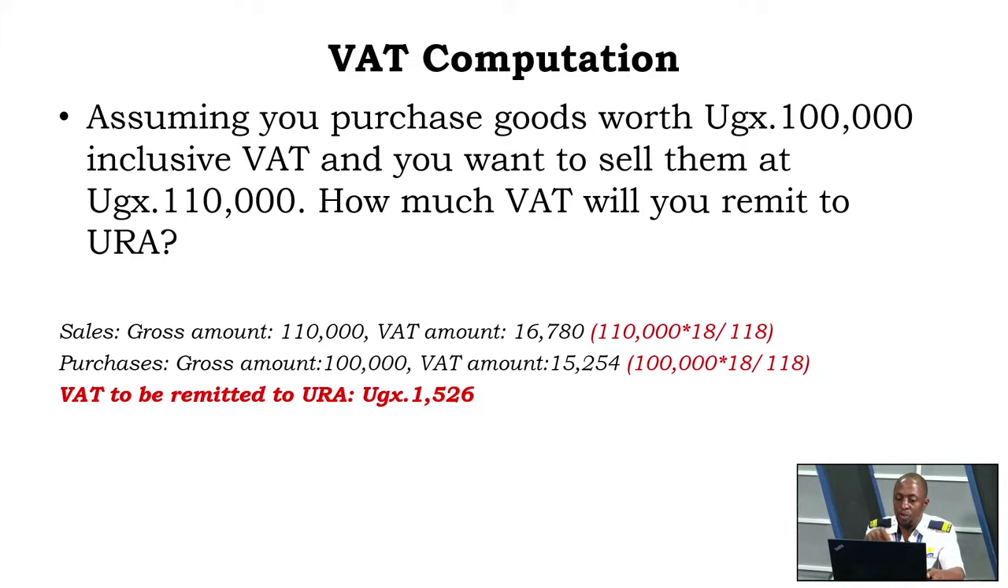And then you don't need to give URA the whole 16,000, but you have to first offset what you incurred when you're buying. So the only difference you're going to pay URA is the 1,526, which is part of the profit which you made off the shoe. The 10,000 which you made has a VAT element of 1,526. So that is how small this VAT is, that it doesn't actually affect you as a person, but the person whom you charge when you're selling is the one that ends up paying this.